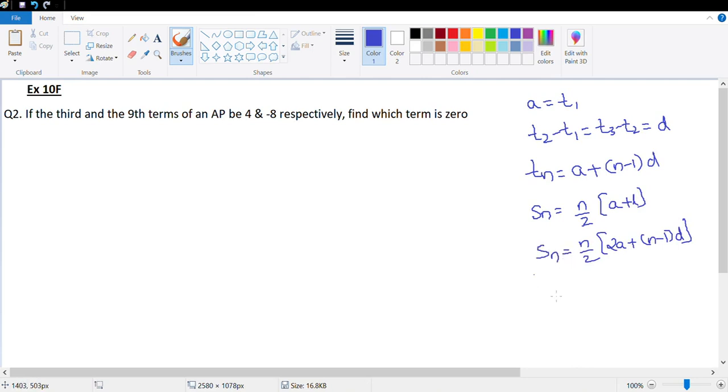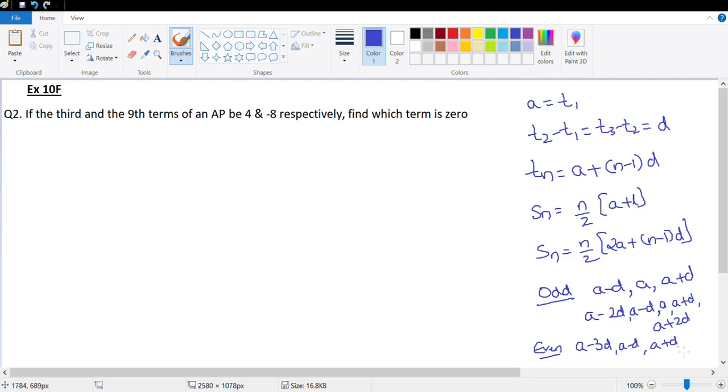In case of word problems, if you're looking at an odd number of terms, for example 3, then you should take your 3 terms as A minus D, A and A plus D. In case you have 5 terms, then you should take them as A minus 2D, A minus D, A, A plus D and A plus 2D. In case of an even number of terms, for example 4 terms, you should take them as A minus 3D, A minus D, A plus D and A plus 3D.